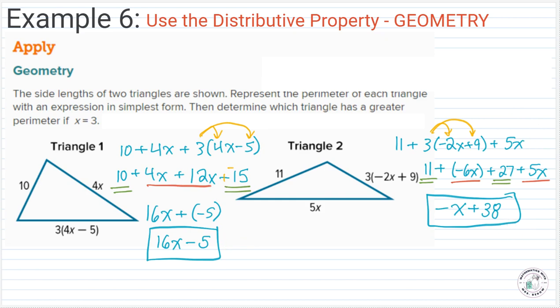So for the one on the right, if we start with this one, because this one's actually going to be a little bit quicker, we're going to have negative x, so negative 3, because we're letting x be 3 based on the question, plus the 38.